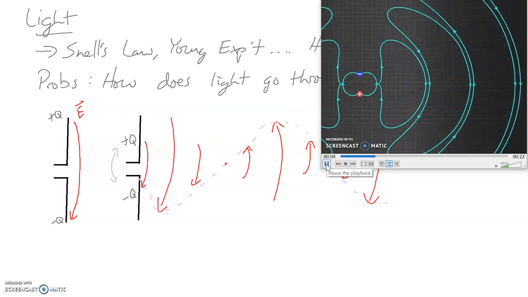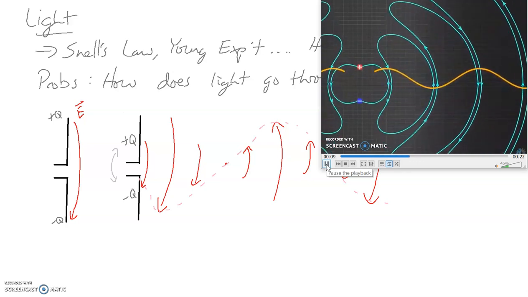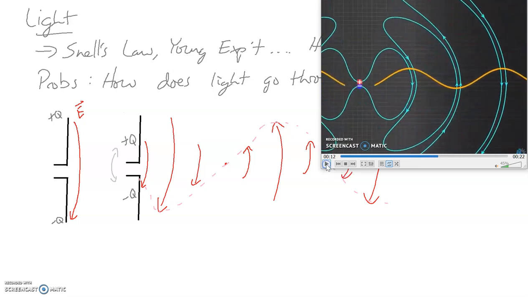And as the charges go up and down, there are electric fields being given off. And you can see that they actually create an electric field wave that moves out. Okay, so that's the basic idea of what we're talking about. So you can actually create an electric field wave, which is kind of neat.